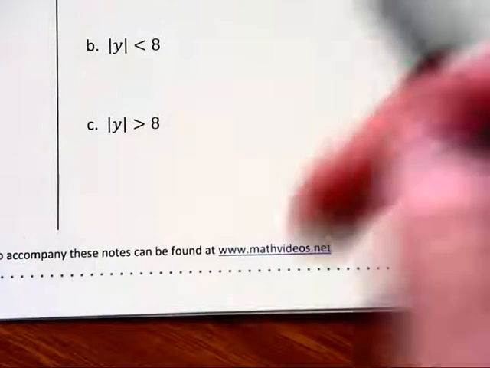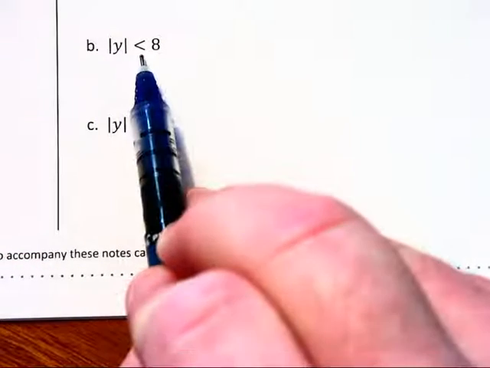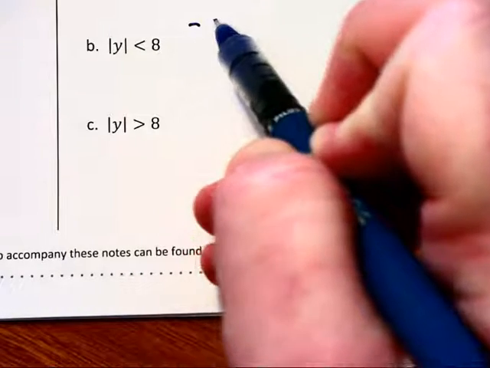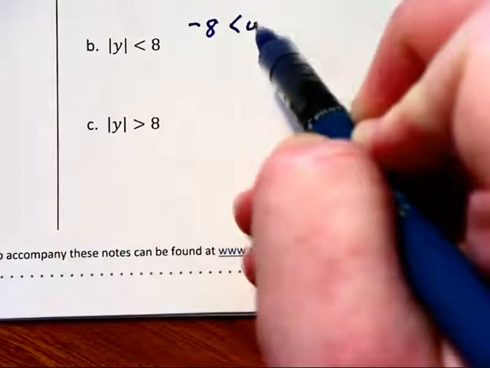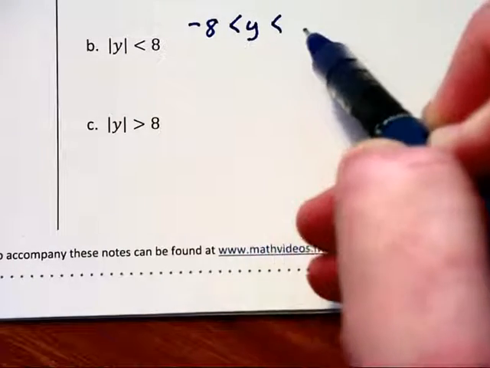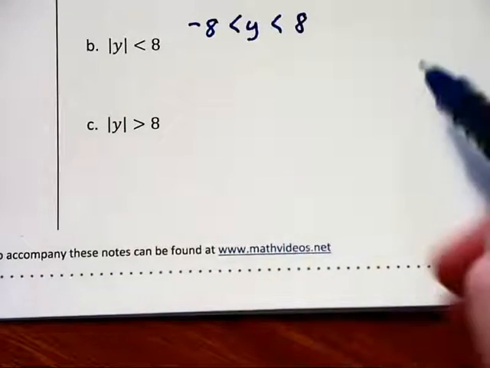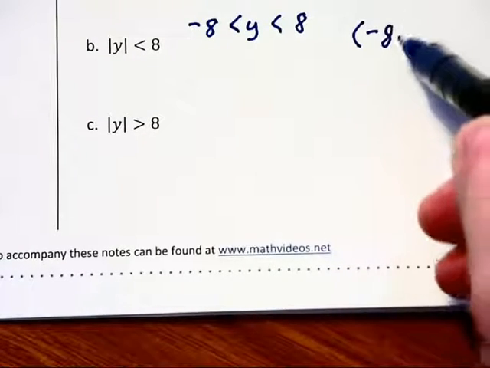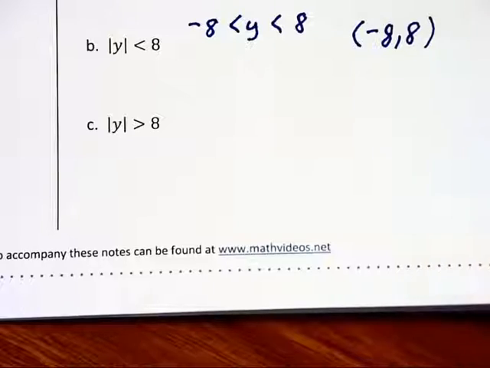In part B, we need to take this absolute value less than and write this as a compound inequality. This will give us negative 8 is less than y is less than positive 8. Written in interval notation, this will be the interval from negative 8 to positive 8.